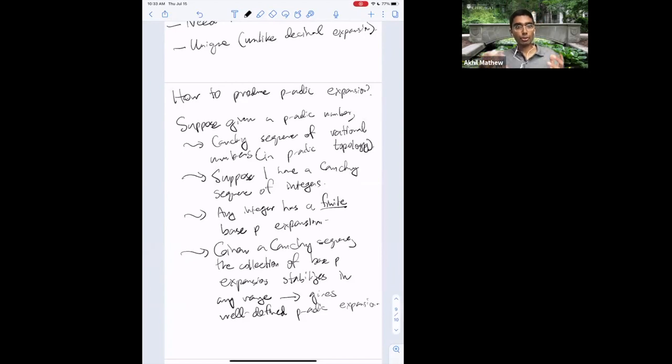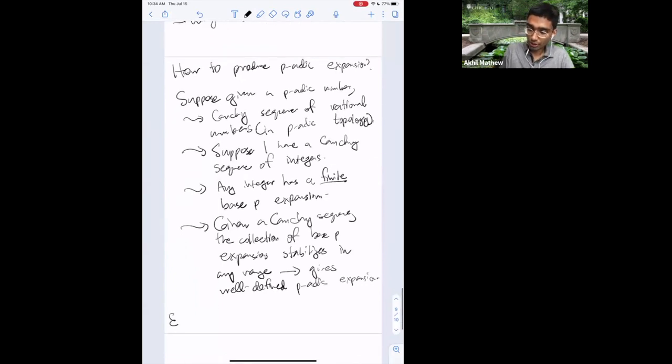Okay, so in general, you might be working with rational numbers, but you can do something like this. If you have a rational number, you can always find some finite expansion in base p that is p-adically very close to it. And if you have a sequence of rational numbers that form something Cauchy in the p-adic topology, then that's going to end up converging.